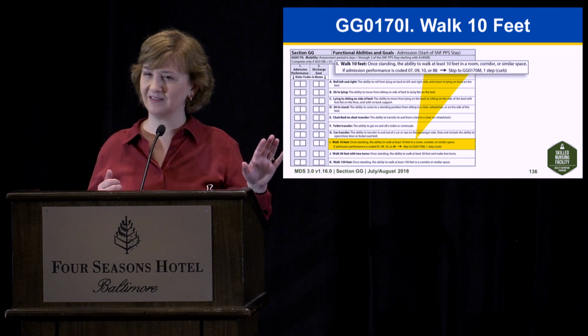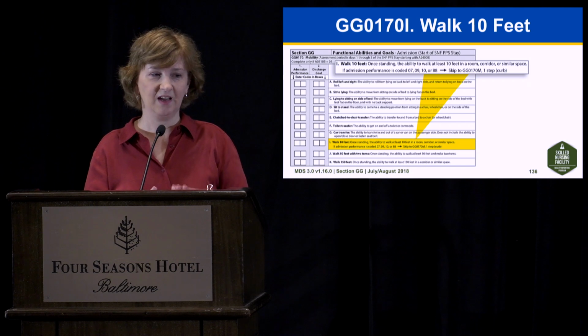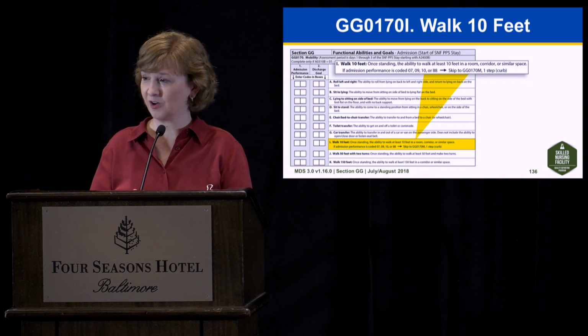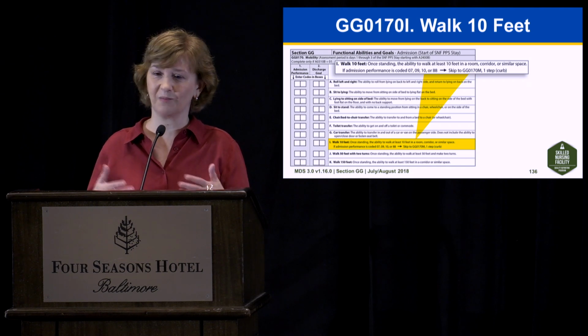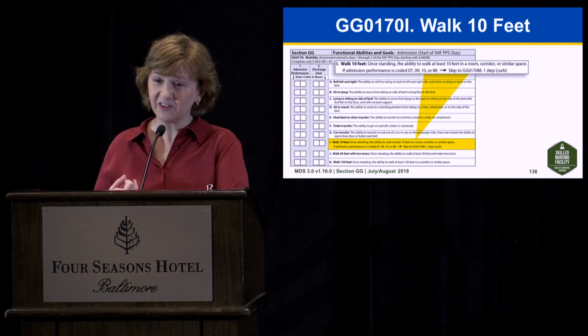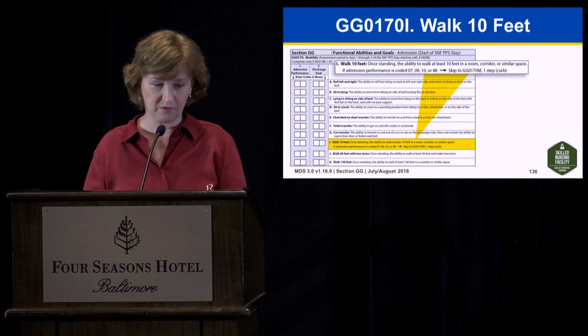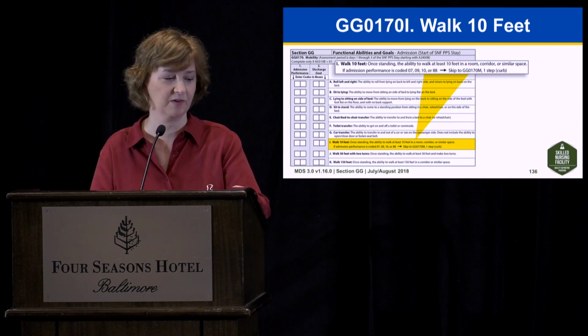So I hope that makes sense. The logic is that if you indicate walking 10 feet didn't occur because of, let's say, safety concerns or the person refused, then we assume the person is not walking the 50 feet with 2 turns or the 150 feet. So we have you skip out of those through the data set skip patterns.